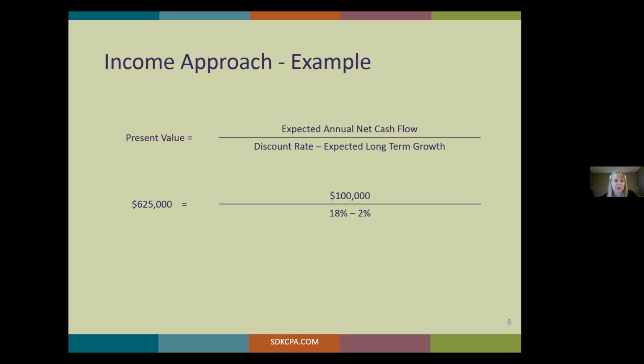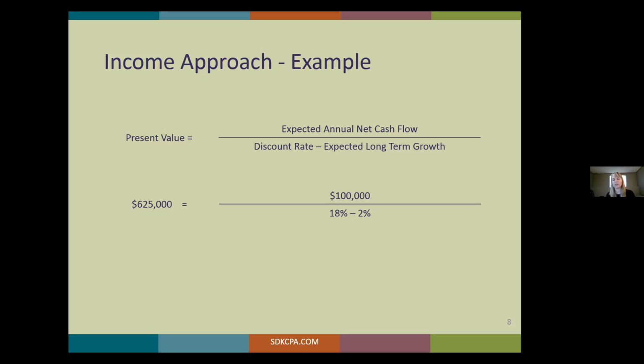So as an example, say a business expected to have 100,000 of annual cash flow. And we calculated the discount rate of the business to be 18% and our long-term growth to be 2%. So our formula would just be 100,000 divided by 16% equals 625,000 for the value of the business.